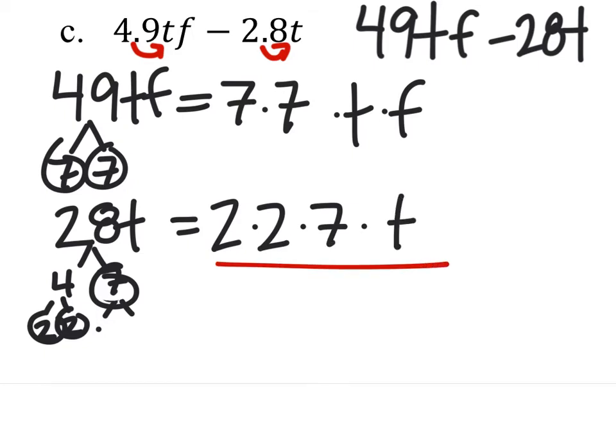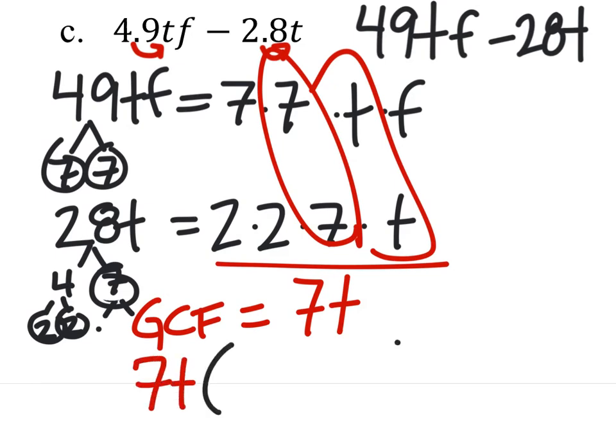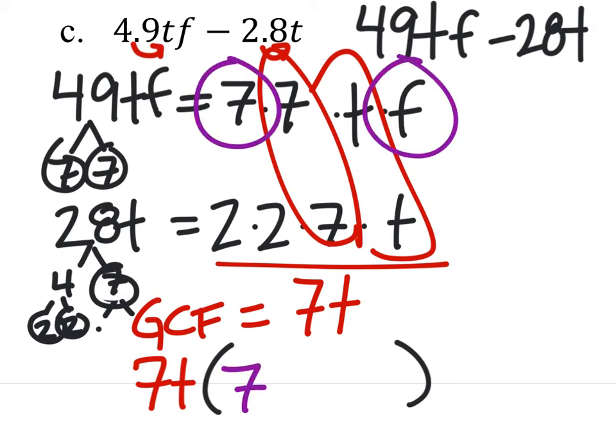So what is our greatest common factor? Well, it's 7 and a T. We've got the greatest common factor, which is 7T. And in the parentheses, what we used to have is up here the 49TF. And what remains from the 49TF is the 7 and the F. So we have 7F. This would be subtracted from what was left over from 28T, which is 2 times 2 is 4. Now this is not complete though.